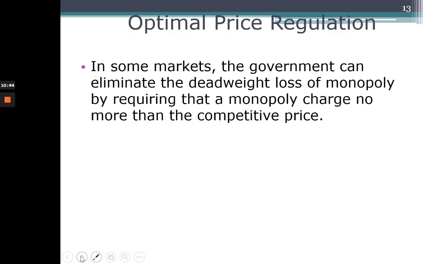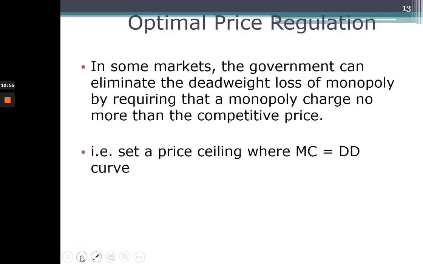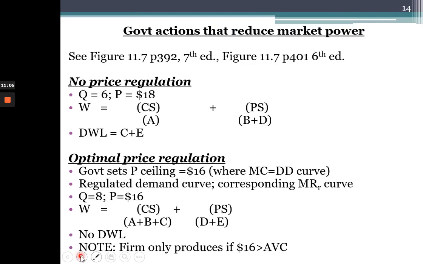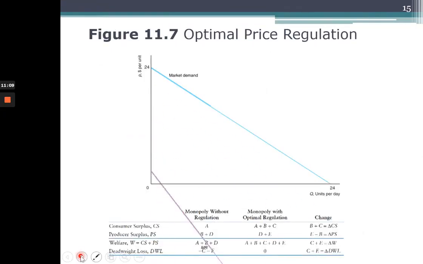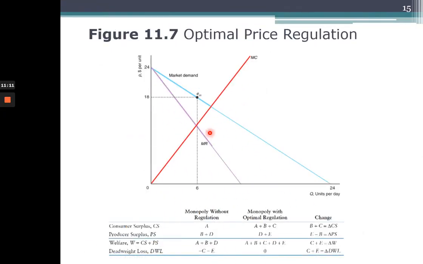In some markets, the government may try to eliminate the deadweight loss that arises due to monopoly by requiring that it charges the competitive price, the same price you would see if you had perfect competition. So it's as if there's a price ceiling where your marginal cost or your supply curve equals your demand curve in the market. So let's look at an example. There's your market demand. Your marginal cost or supply curve, if you're looking at a market overall, the demand intersects your supply at this point here. So that would be your competitive equilibrium.